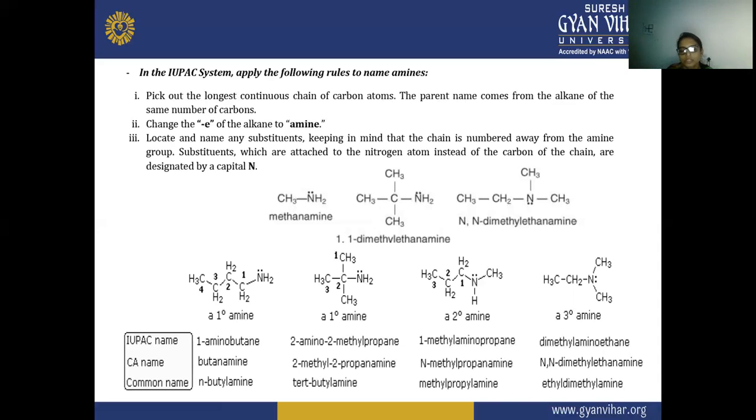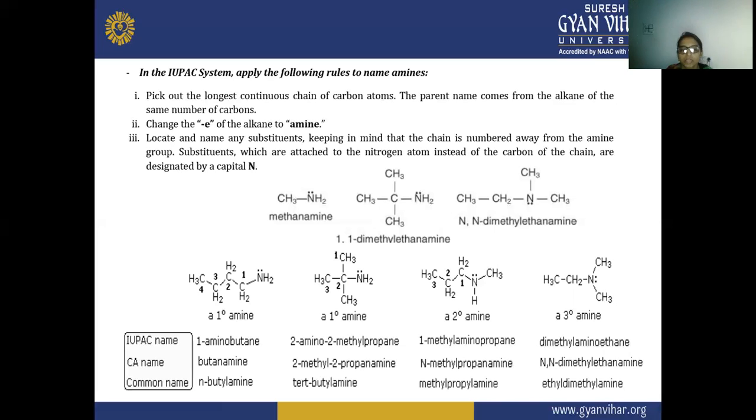So in this you can see the IUPAC name here is 1-aminobutane. The IUPAC name is 1-aminobutane. So it is your 1 CH2 CH2 CH2 CH3. So it is your 1-aminobutane.